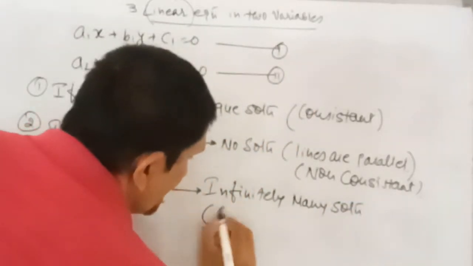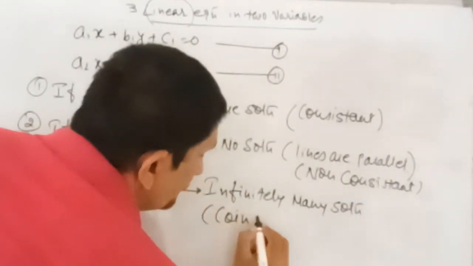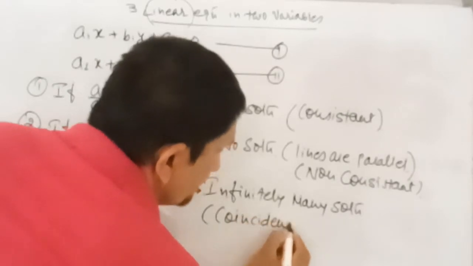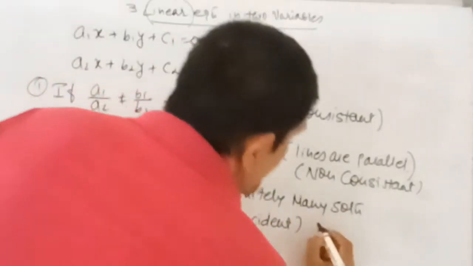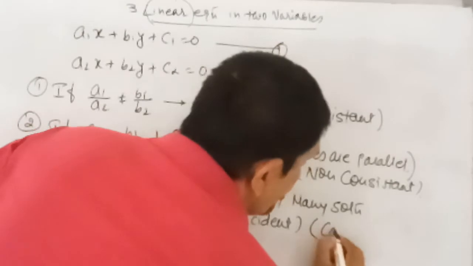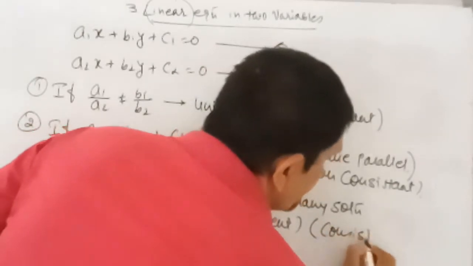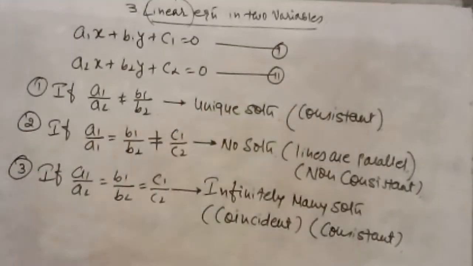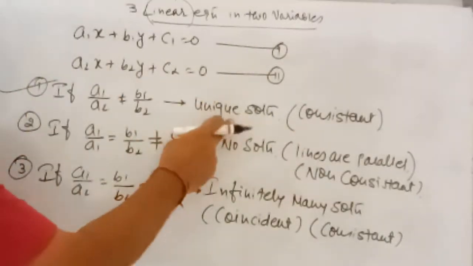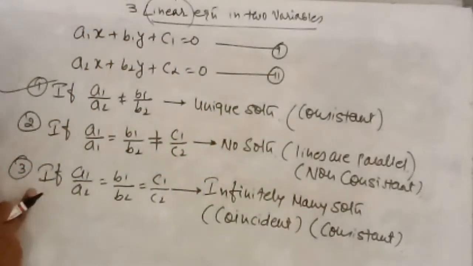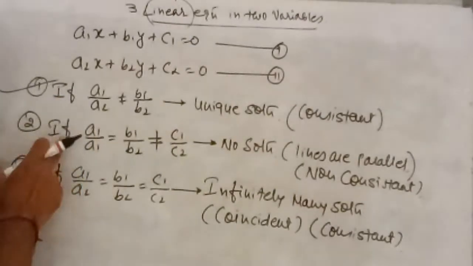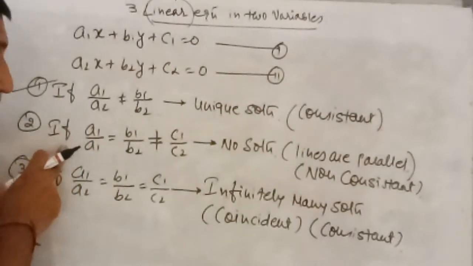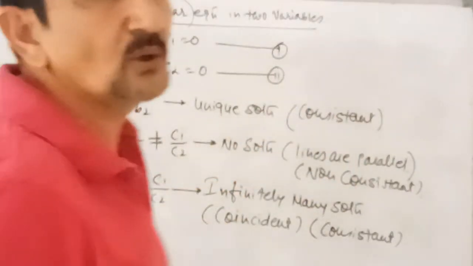That means the lines are coincident. Okay, and this is also considered as a consistent. Consistent means if the solution is there, then it is considered as a consistent. So here unique solution is there, one solution. Here infinitely many solutions are there, so these two are consistent, and here no result is there. Okay, no solution, so that means it is a non-consistent.